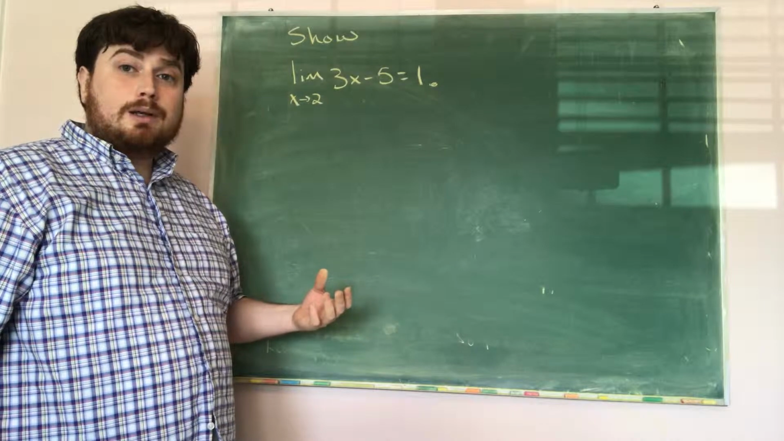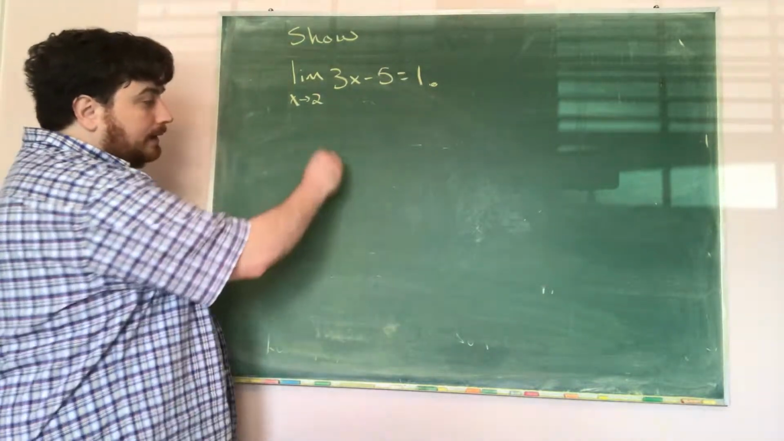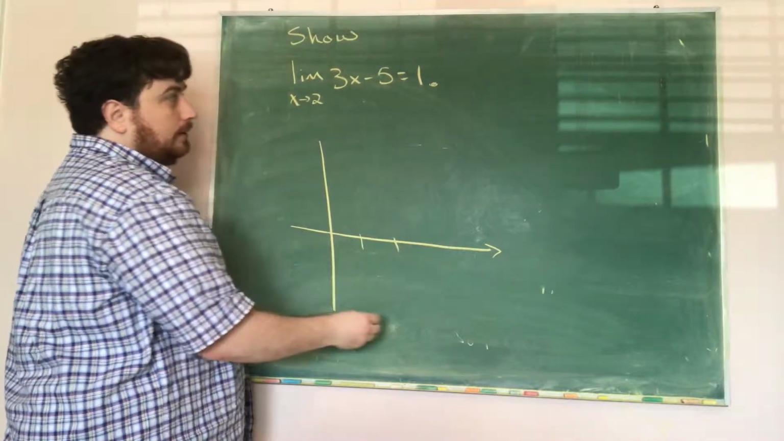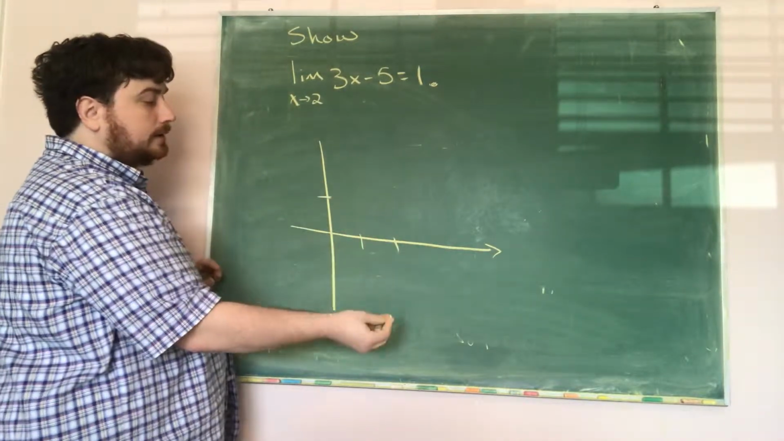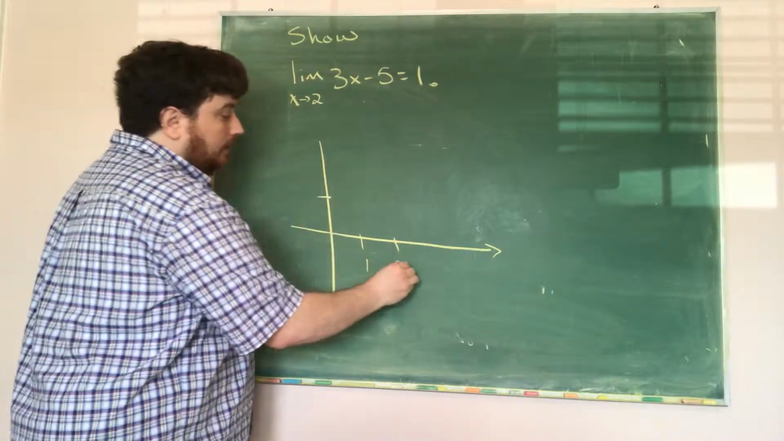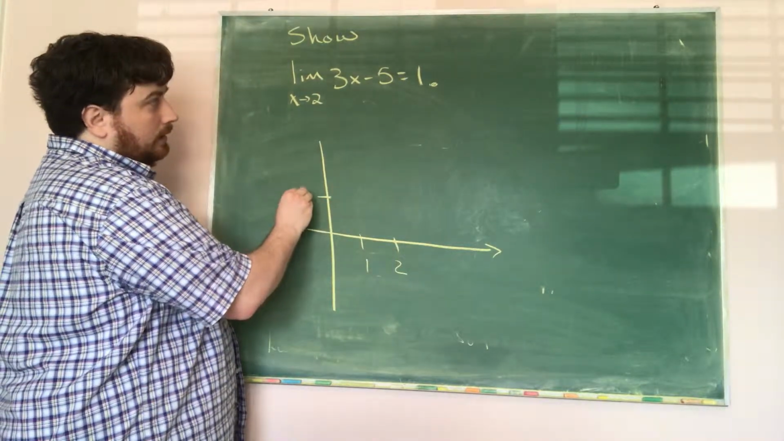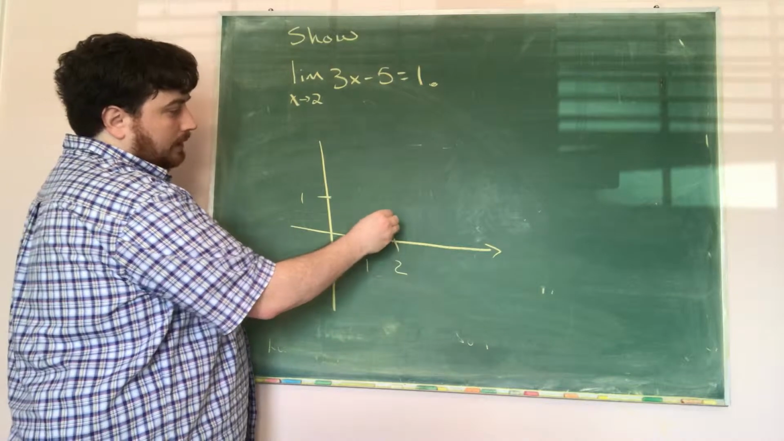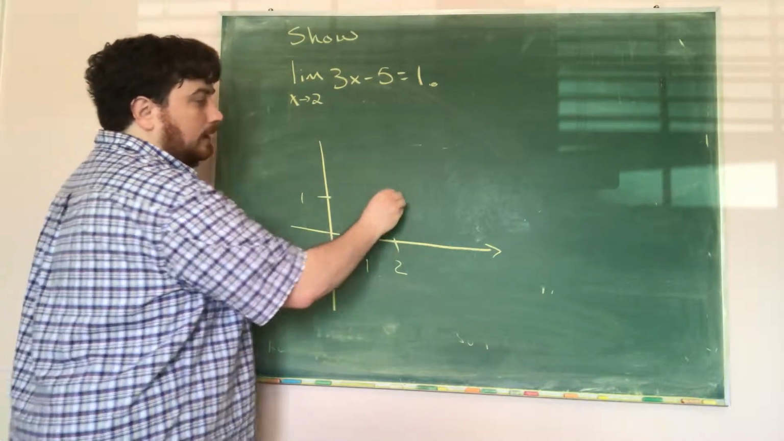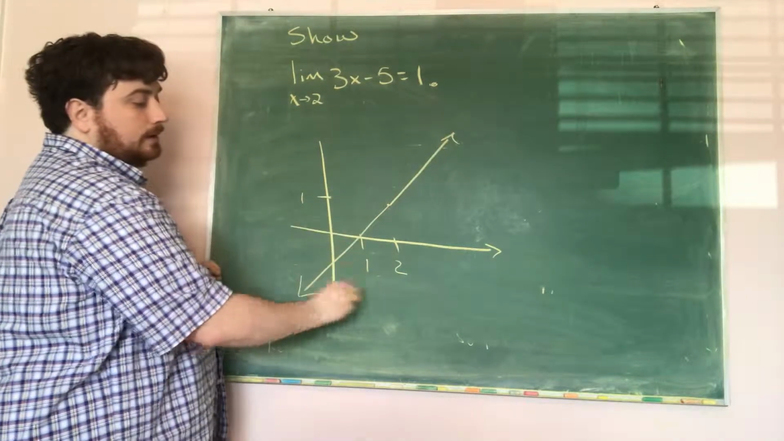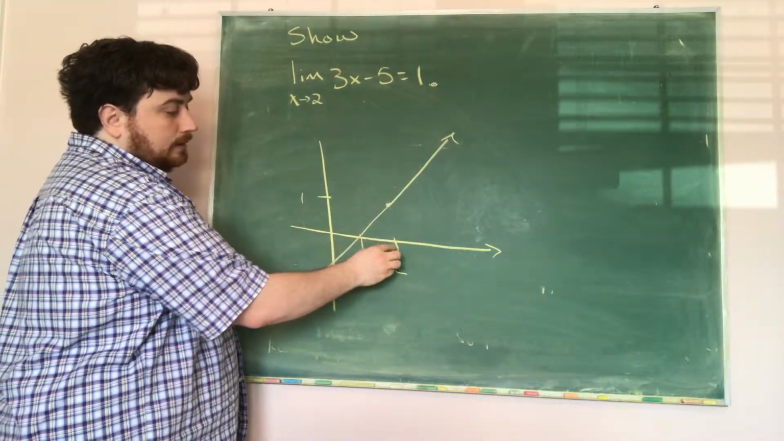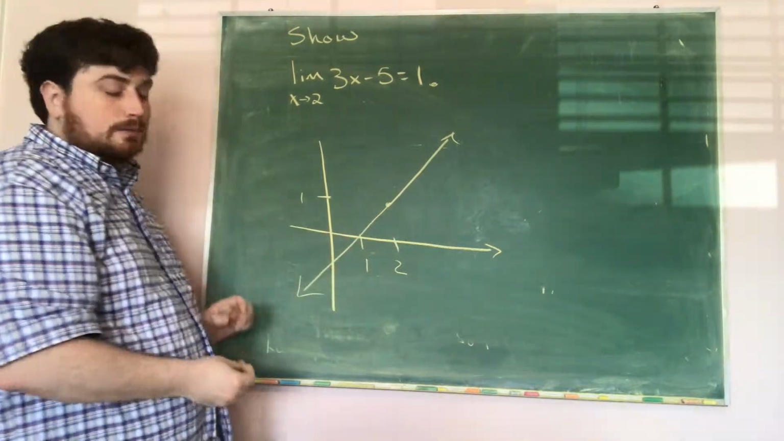of a limit would be. The idea of a limit is that as x is getting close to 2, my function value is getting close to something. If I graph this function, 3x minus 5 is going to look something like this, approximately, and then what I want to know is what happens to the function values as x gets close to 2.